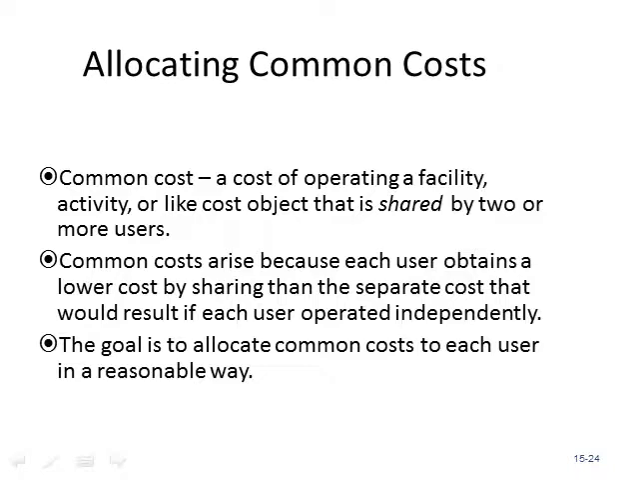And so let's discuss allocating common cost. And we define a common cost as a cost of operating a facility, activity, or like cost objective that is shared by two or more users. These common costs arise because each user obtains a lower cost by sharing than the separate cost that would have resulted if each user operated independently. The goal, of course, is to allocate common costs to each user in a reasonable way.